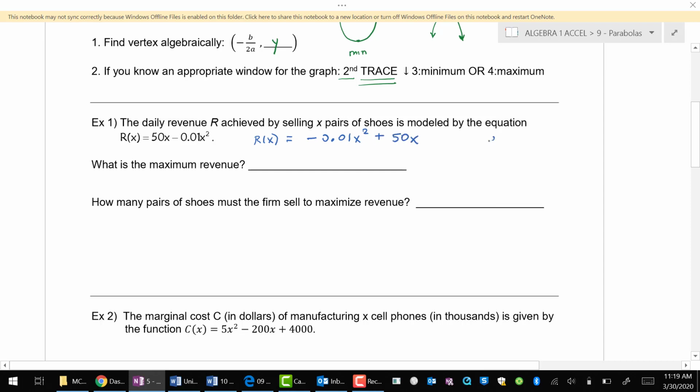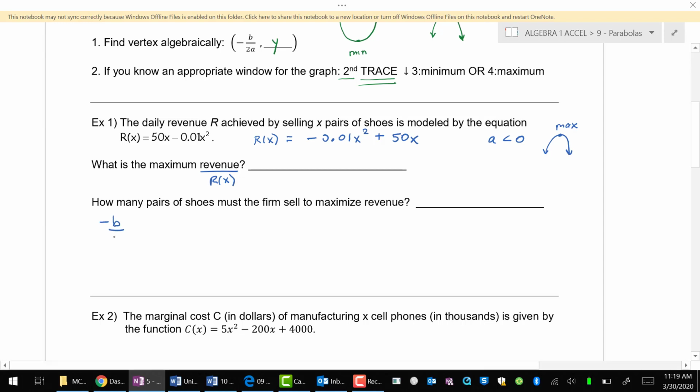The a value is negative. If that's the case, I'm going to have a parabola that opens down. So my vertex point right there is going to be a maximum. And look at the very first question. It says, what is the maximum revenue? The maximum revenue, which is R in this function. Well, again, that's simply just asking me for the y-coordinate of the vertex. So let's find the vertex.